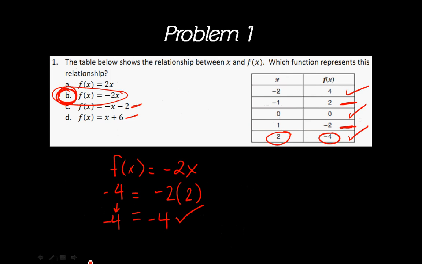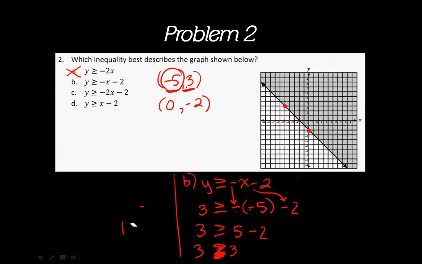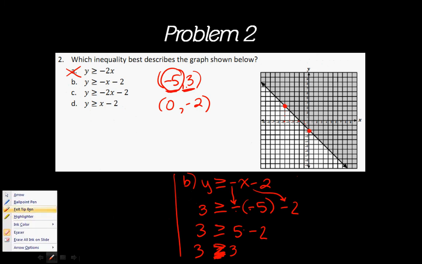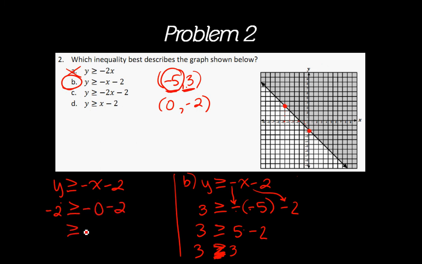Let me make some space on there. Okay, so we have, again, y bigger than or equal to -x minus 2. So we're testing B again, just to be sure. So we're going to put -2 bigger than or equal to -0 minus 2. Of course, 0 minus 2 is just -2. And it is true that -2 is greater than or equal to -2. Specifically, it's equal to. So B ends up being the right answer.